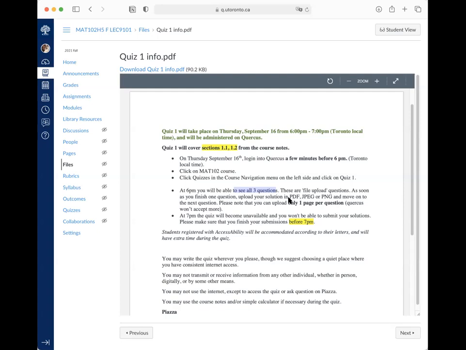So this is a part I want you guys to be careful about, because Quarkus, it's not a good system. Why? First of all, it only accepts 1 file per question. So if your solution has 2 pages, then you need to combine them together into 1 file and then submit it. So that's the first thing you need to be careful about. 1 file per question.